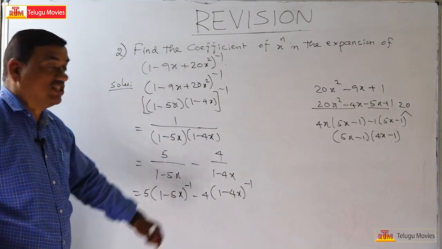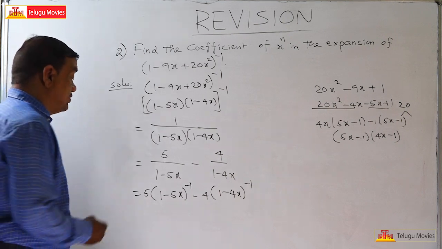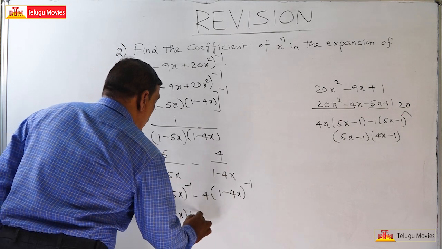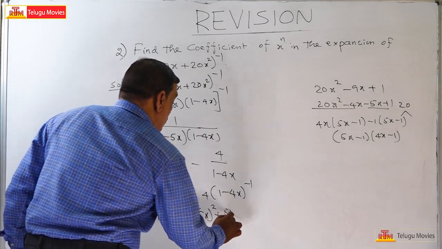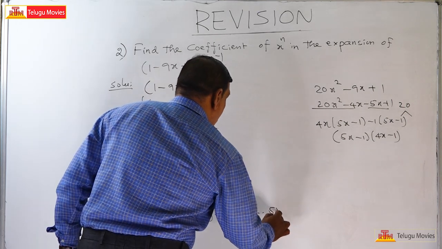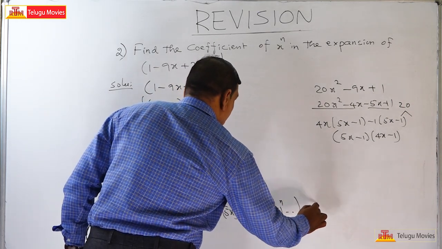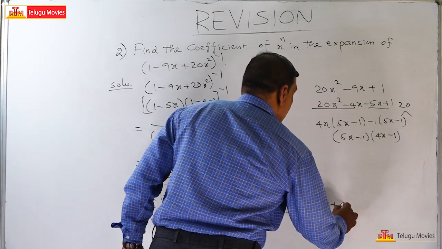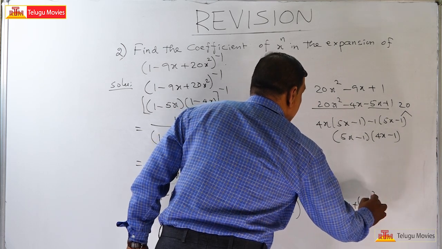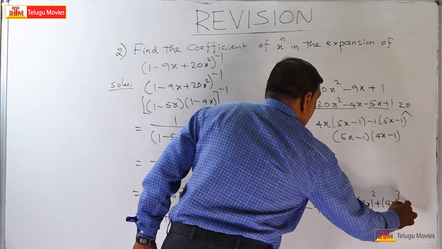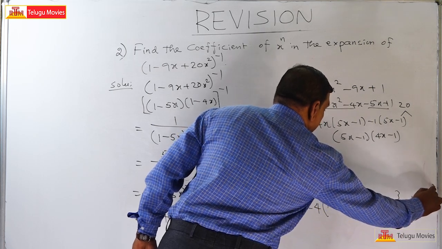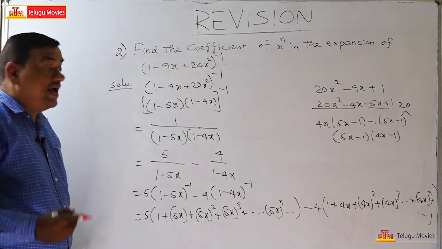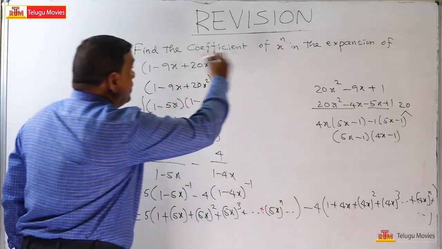So you know the binomial expansion for a negative index. So this is equal to 5 into (1 plus 5x plus (5x) square plus (5x) cube plus so on, plus (5x) power n, and so on), minus 4 into (1 plus 4x plus (4x) square plus (4x) cube, so on, plus (4x) power n plus so on). Now, clearly from this, what is the x power n coefficient?